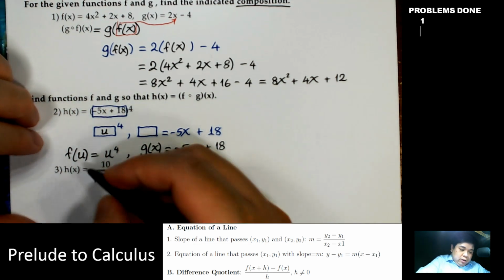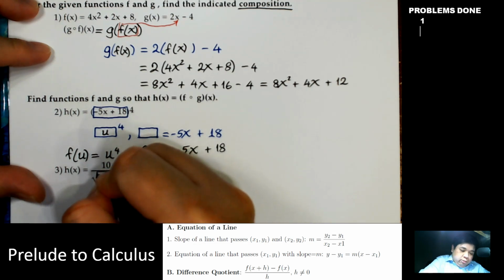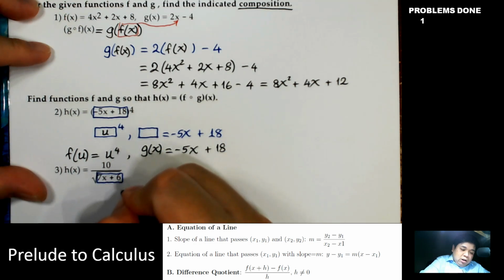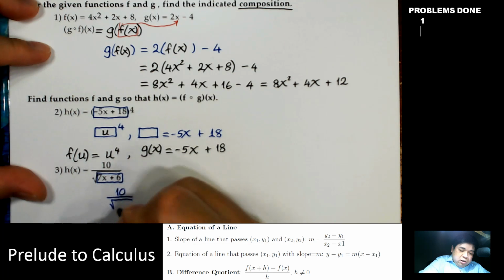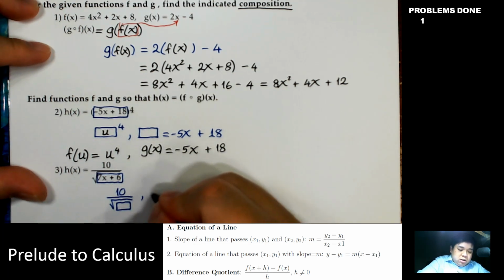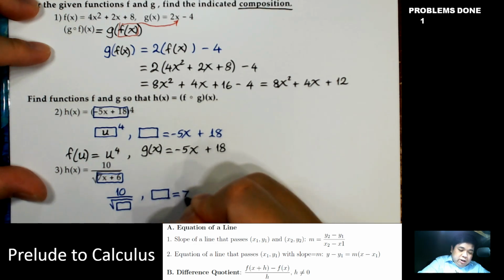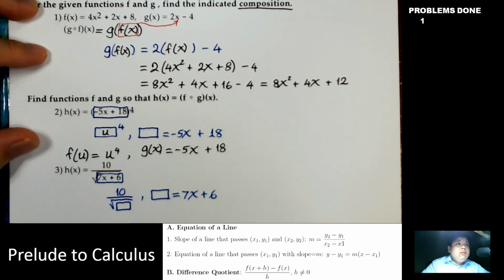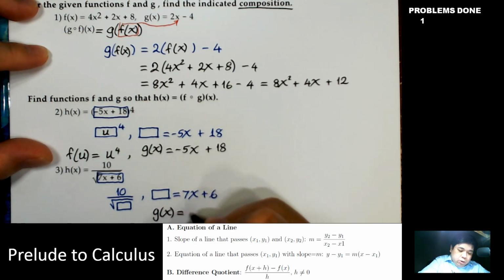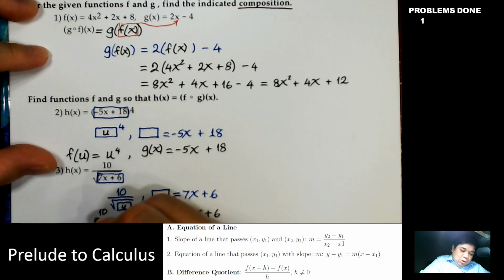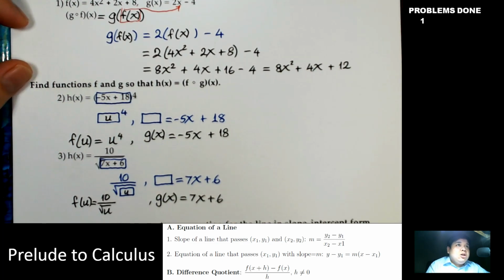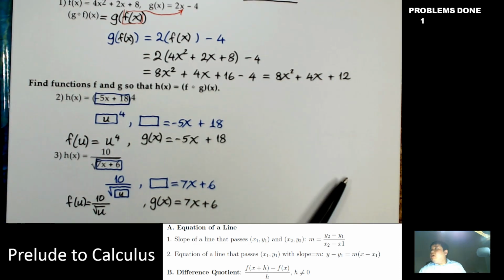And then similarly for 3, we'll put something that has x inside the box, and we have the function 10 over square root of a box, where the box is 7x plus 6. So we decompose one function into 2 functions, where g of x is equal to 7x plus 6, and u should have 10 over square root of u. Right. So that's 2 and 3.